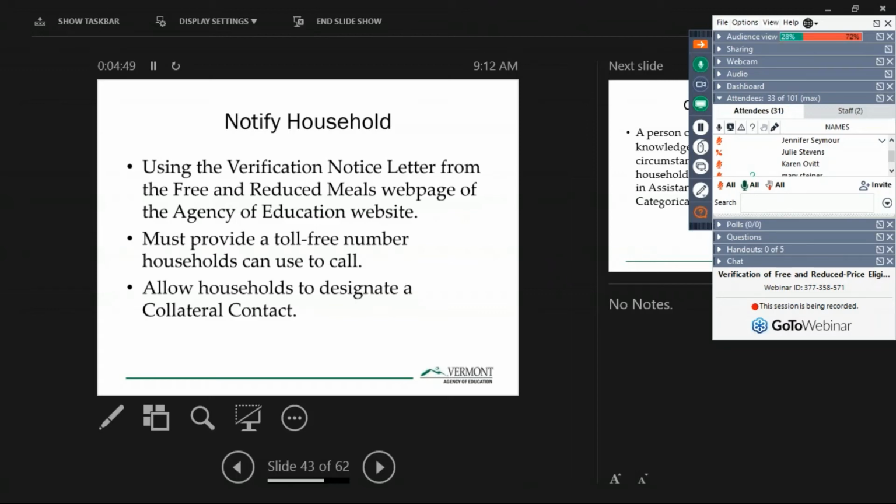You're going to use the verification notice letter from the free and reduced price meal webpage of our Agency of Education website. Many of you are used to our materials being available in the Vermont Appendix. We no longer publish our documents as such. All of the templates and documents that you would have found in the Vermont Appendix are still available on our website. They're just available as standalone documents. When you are notifying a household of verification, you must provide them with a toll-free number that they can call if they have questions, and you must allow them to designate what's called a collateral contact.